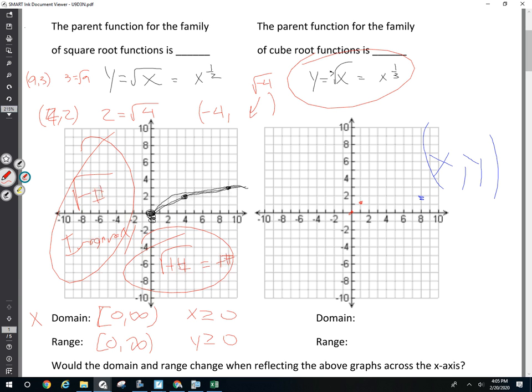What's the cubed root of negative 8? It is negative 2. Because negative 2 times negative 2 times negative 2 is negative 8. So we actually do have the point negative 8, negative 2. Go ahead, graph it now. You'll see it.